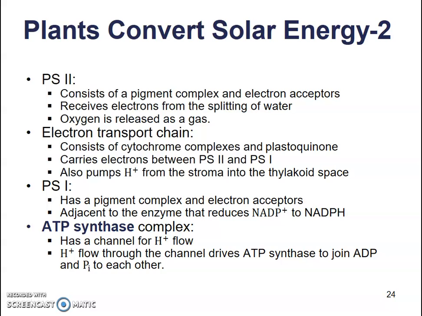Photosystem 1 has a pigment complex and electron acceptors adjacent to the enzyme that reduces NADP to NADPH. All right, adjacent, remember, means next to. And it has ATP synthase. It ends in ASE, so you know that is an enzyme. And it has a channel for hydrogen ions to flow through. And that hydrogen ion flow through the ATP synthase channel drives ATP synthase to join ADP and a phosphate to each other to make ATP.